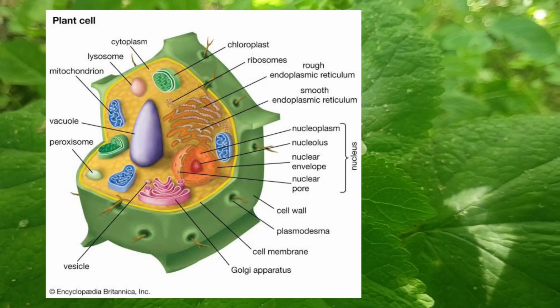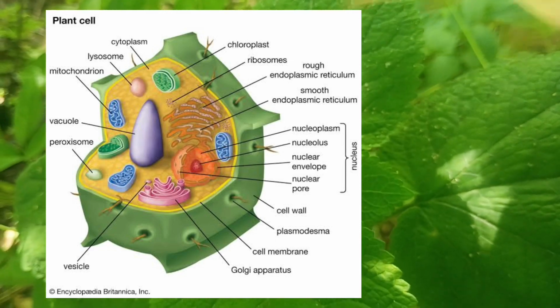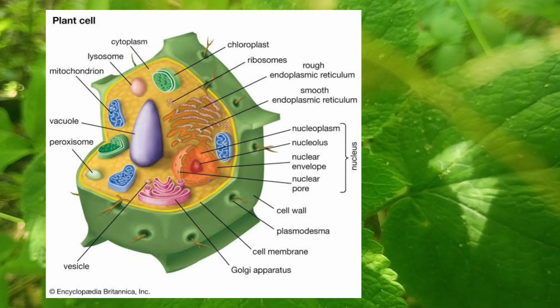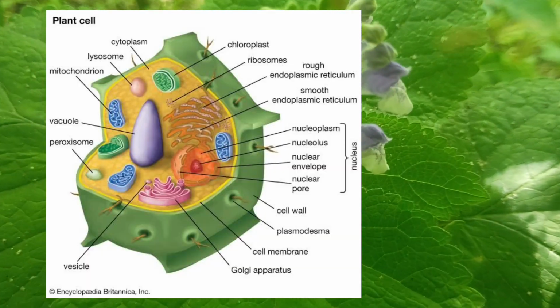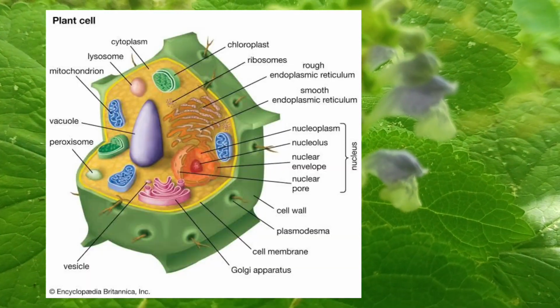And then we have the central vacuole. They can occupy up to 90% of the cell volume, they maintain turgor pressure, store water, sugars, and proteins, and they may also contain certain pigments.